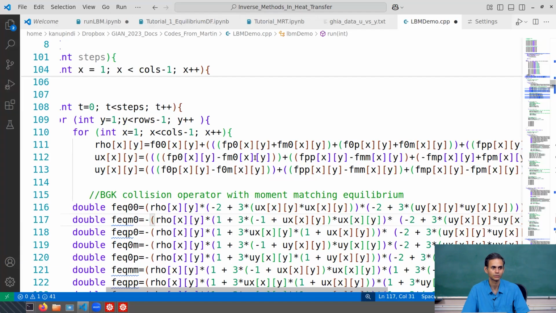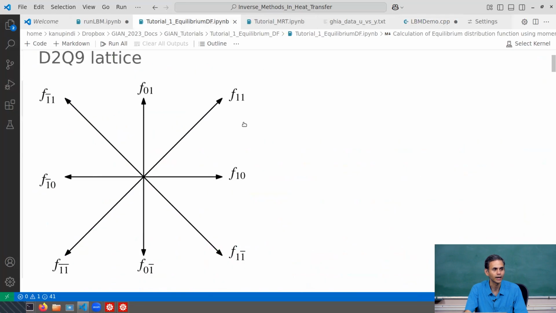Yes, of course. Because you are storing 9 directions here, you have to store 9 values at every grid point, and on top of that, you have also stored 9 equilibrium F values at each and every grid point. Of course, yes.